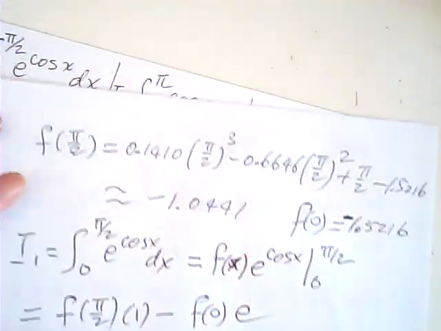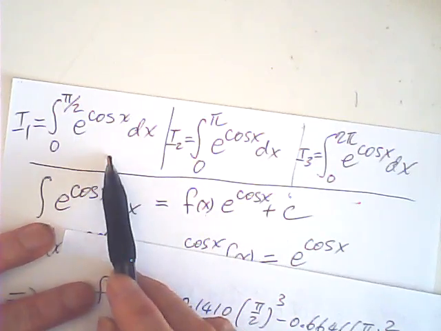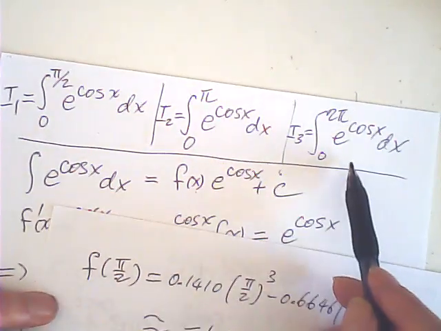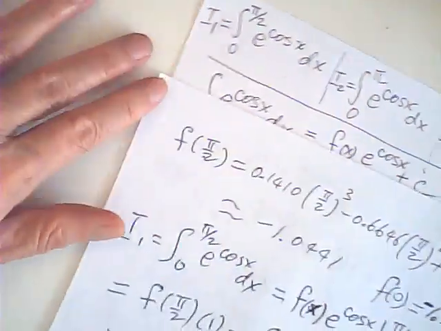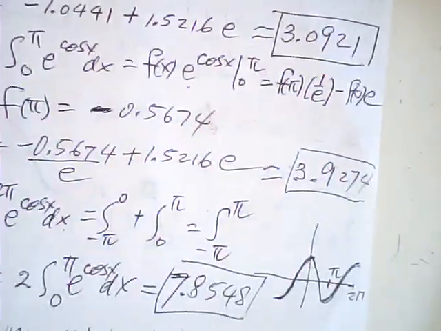So we find these three approximation values. This is approximately 3. This is approximately 4. This is approximately 8. Well, it's a very good method.